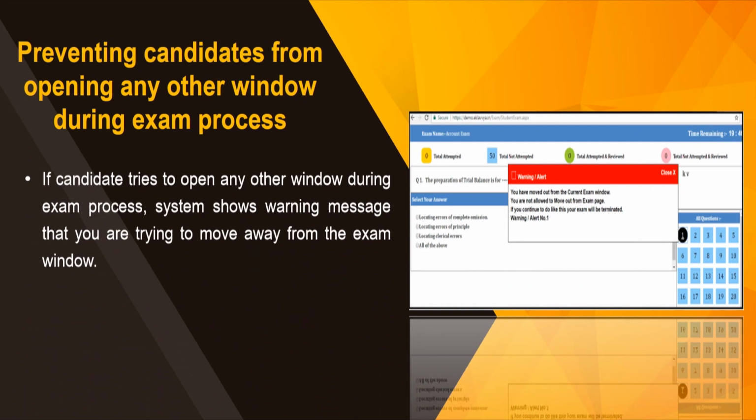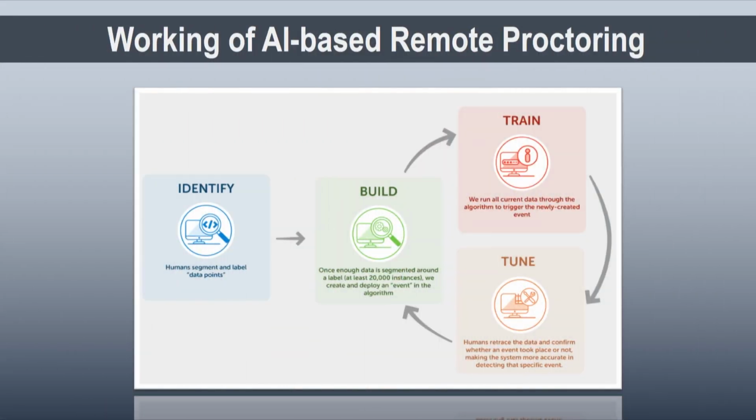So this also prevents the screen sharing of programs. If the candidate tries to open any other window during the examination process, the system shows a warning message that you are trying to move away from the exam window, and it will also be notified to the proctor. Okay. So this is the life cycle of how AI based remote proctoring works. This is an advancement in online examination system.